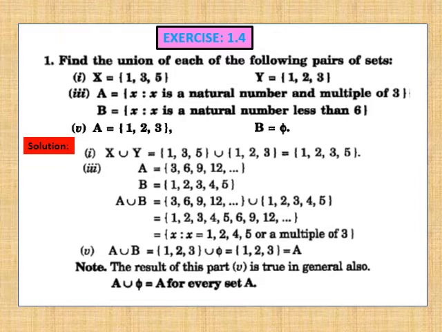So we need to find the union. The union equals what? {3, 6, 9, 12, ...} union {1, 2, 3, 4, 5}. So the set will include 1, 2, 3, 4, 5. After that we have 6, 9, 12, 15 and so on. In the set builder form we can write it as x such that x is equal to 1, 2, 4, 5 or a multiple of 3. Clear?